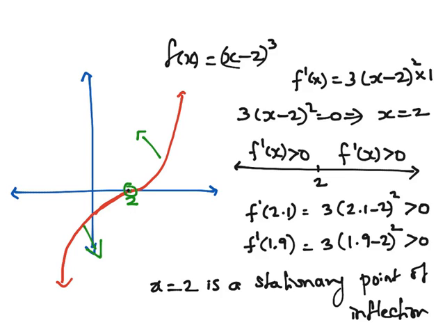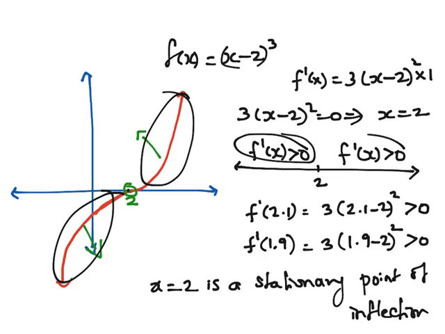At 2 the concavity changes, the graph becomes concave down to concave up. Before and after 2 the function is increasing, which means before and after 2 the first derivative has the same sign. So it is a stationary point of inflection. Okay, so we know that f dash of 2 is 0, isn't it? f dash of 2 is 0 because it is a stationary point.